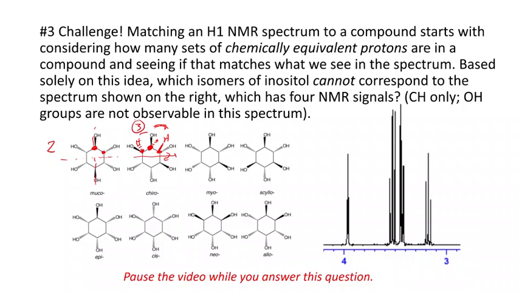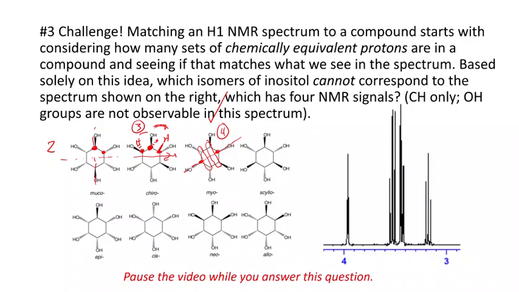Okay, the next one, myo. Well, can you see it? Basically, there's a plane of symmetry through right here. So there's 1 signal here, 1 signal here. These 2 are the same, and these 2 are the same. So here we have one that has 4 different signals, and that fits our pattern. So there's one possibility.